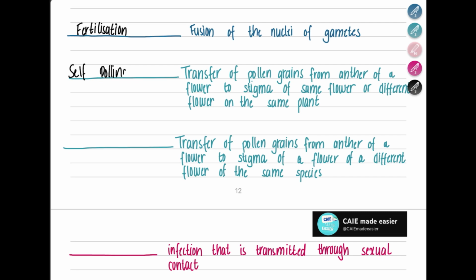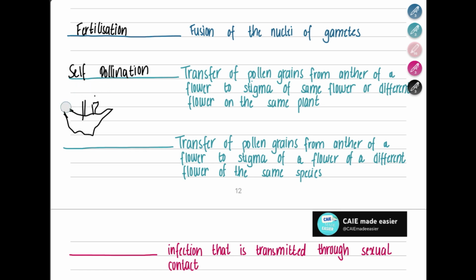This is how pollination occurs. There's anther and then stigma. I don't know, this drawing is not accurate. The pollen grain from the anther goes to the stigma of the same flower. Remember, this drawing is not accurate. All right.